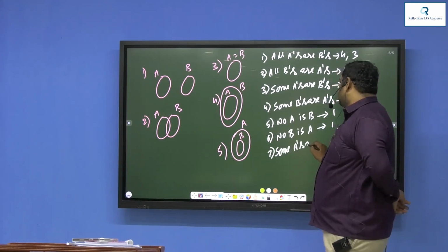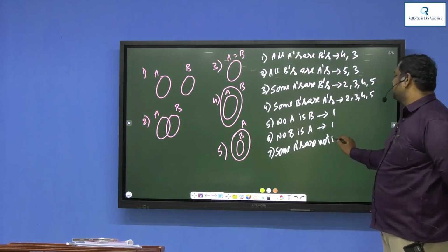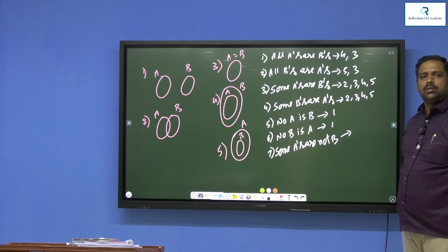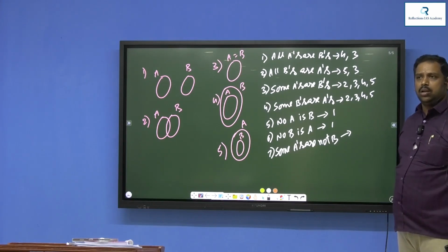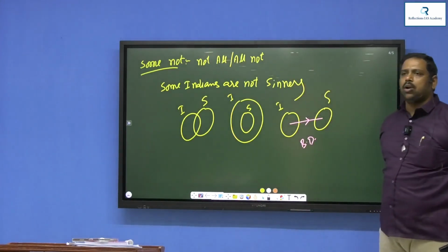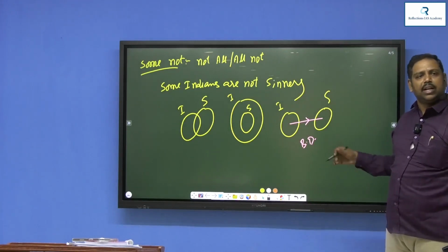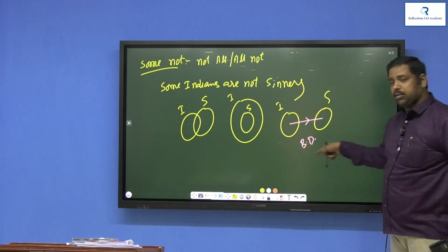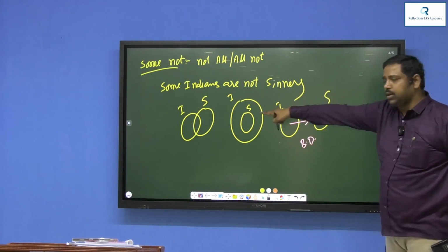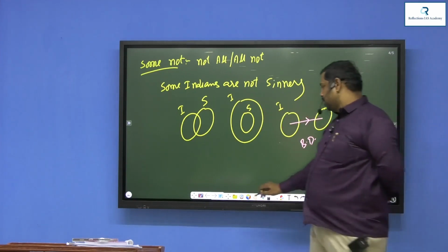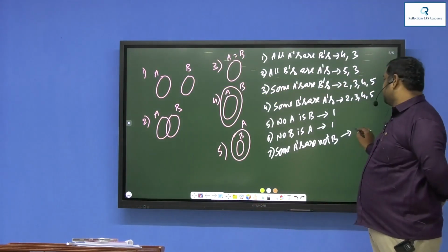Seventh one. Some A's are not B's. What's the basic diagram? Some not all. Which is the basic diagram? Like no, it will be the basic diagram, not that one. Got it? This is the basic diagram. Which one? First one is the basic diagram.